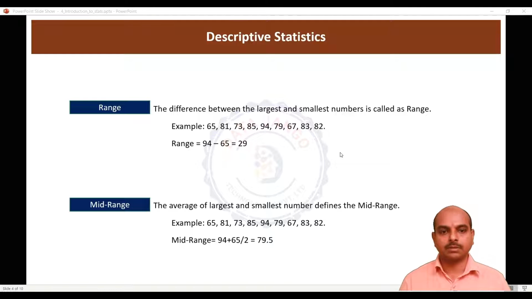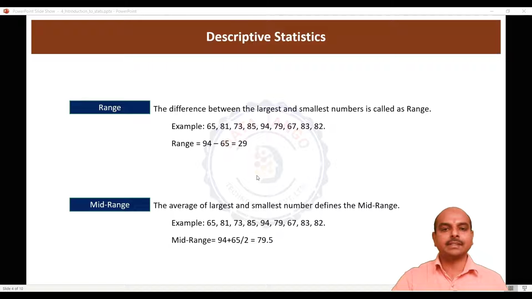Hello and welcome back. Other measures are also present in statistics, like range, mid-range and interquartile range. Range gives you the difference between the maximum number and the minimum number. I'll call the difference as distance also. The distance between the maximum number and the minimum number is called range. And the average of the maximum number and minimum number is called mid-range.